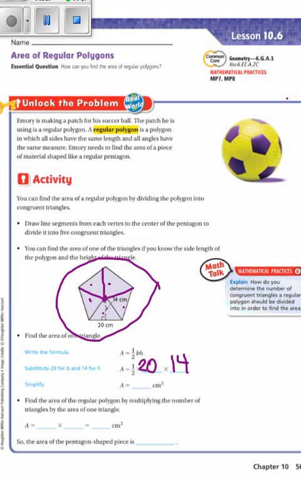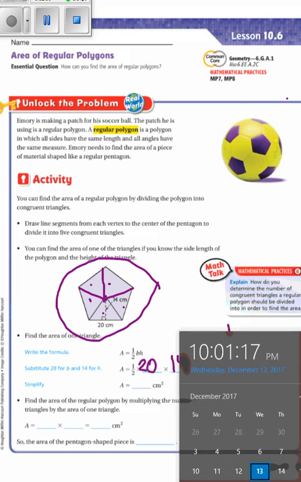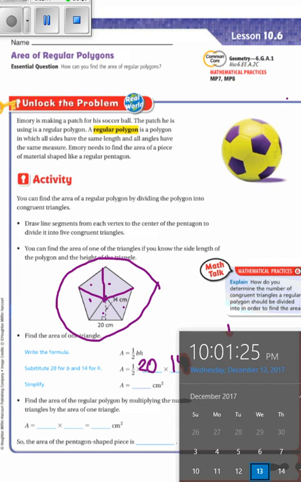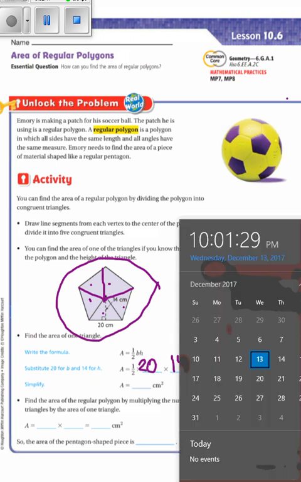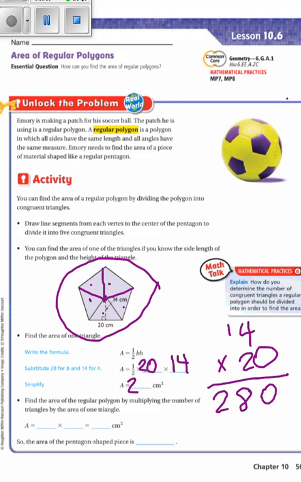The first thing we need to do is take 20 times 14. So I'm going to put 14 on the top and 20 on the bottom, and I'm going to hang my 0. Bring that 0 straight down. 4 times 2 is 8, and 2 times 1 is 2. Here, you should have 280.